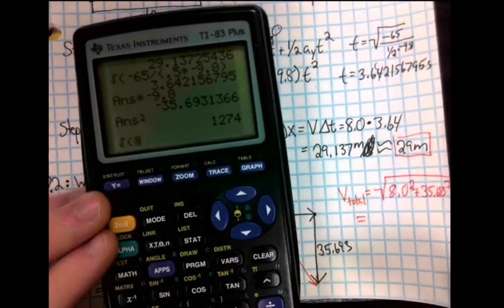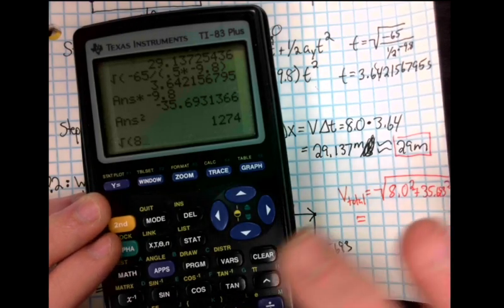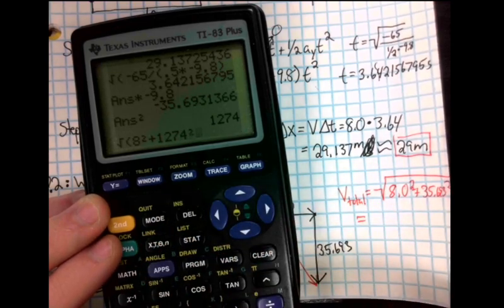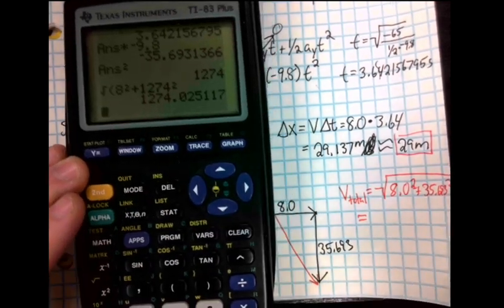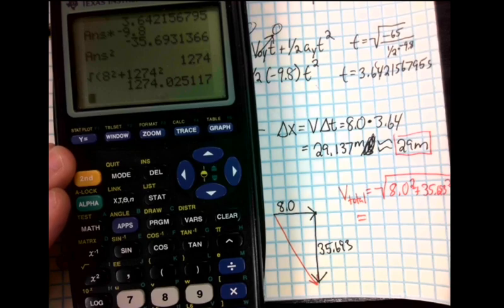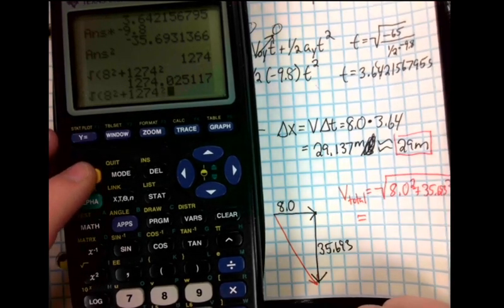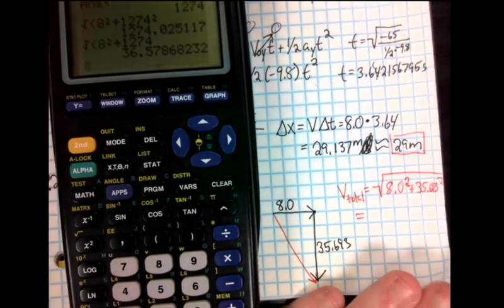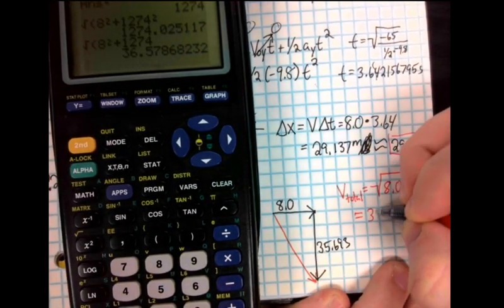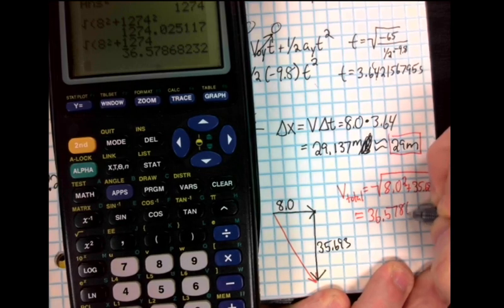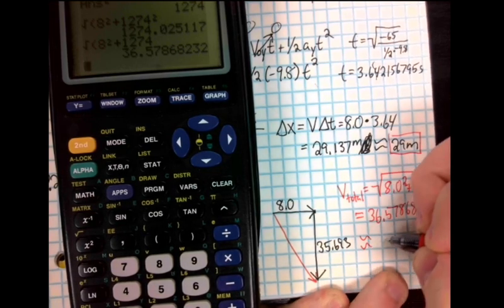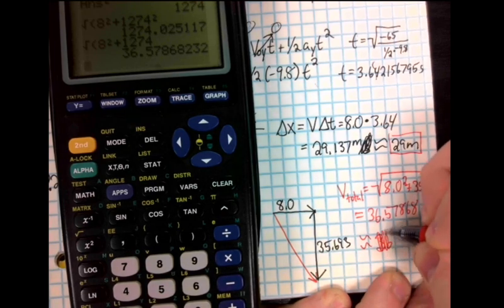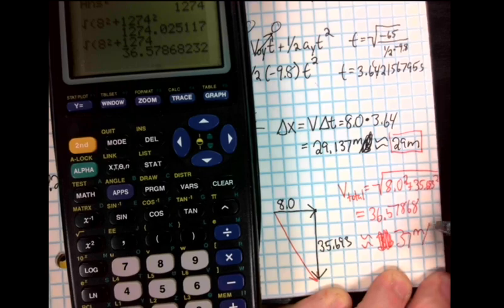Probably either makes you feel like you've done something horribly wrong or that you've done something correctly. In this case, it's actually a sign you've done something correctly. 1274. Oh, not squared, my bad. 1274. Don't need to square it. So we get a total value of 36.57868, or if we round that, they're going to hit the water with a speed of 36, or rounded up 37 meters a second.